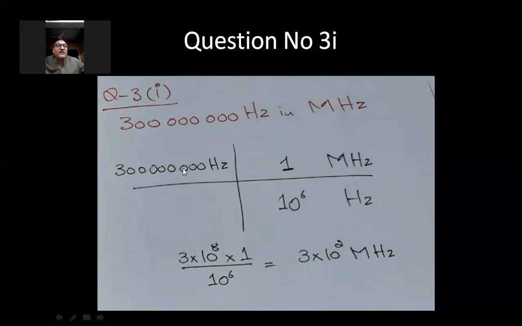I write here 300,000 hertz. And I want the answer in megahertz, and I want this hertz to be cancelled. So here I will write hertz, here I will write megahertz. And it is given at the end of the question that 1 megahertz is equal to 10 raised to power 6 hertz. So it means 300,000 multiplied by 1 divided by 10 raised to power 6. So the final answer will be 3 expo 2 megahertz. So this is how you do this.